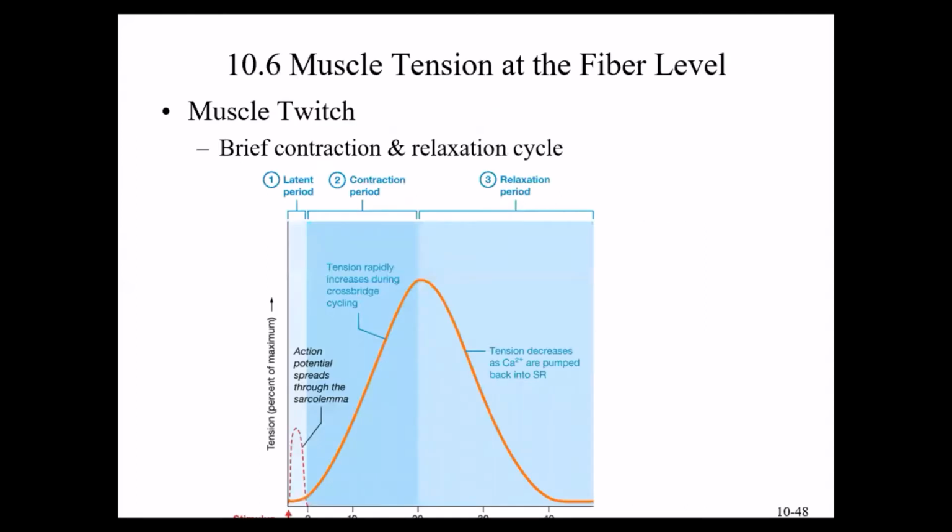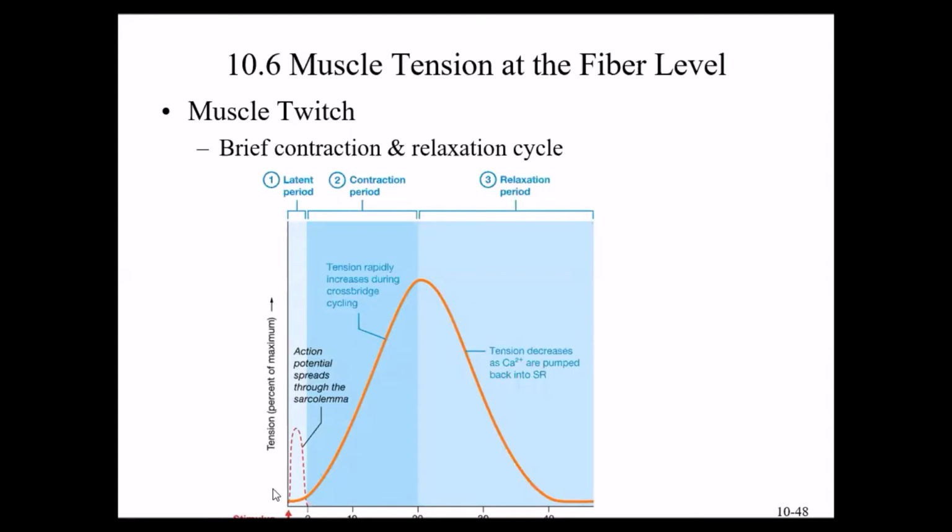Now, in section 6, we'll look briefly at muscle tension at the cellular level, at the fiber level. And you see the word up here, muscle twitch. This is just whenever a muscle contracts and relaxes. It goes through a contraction cycle and relaxation cycle, and that's a muscle twitch. It's just a very brief contraction and relaxation, but it's a complete cycle.